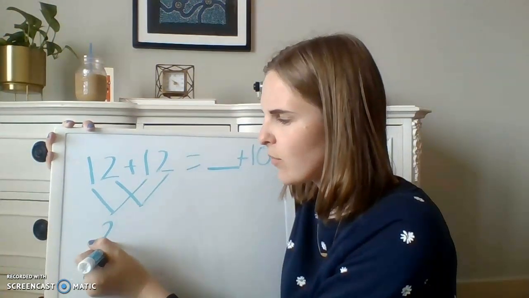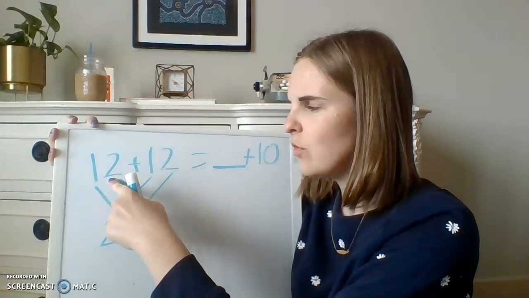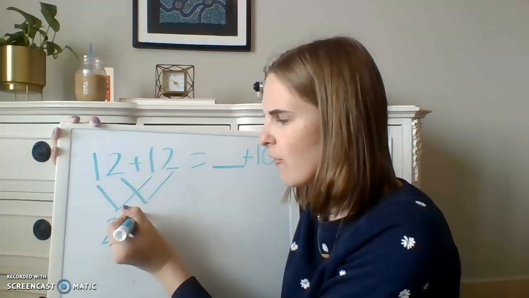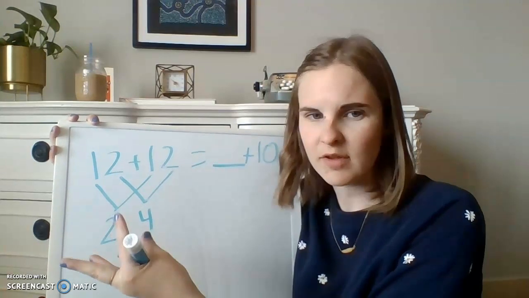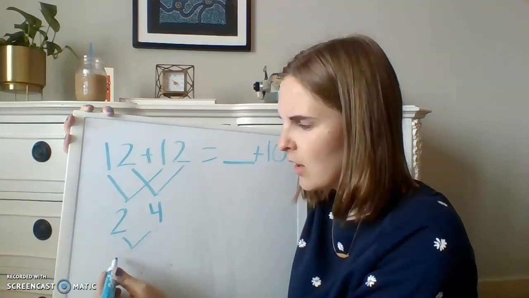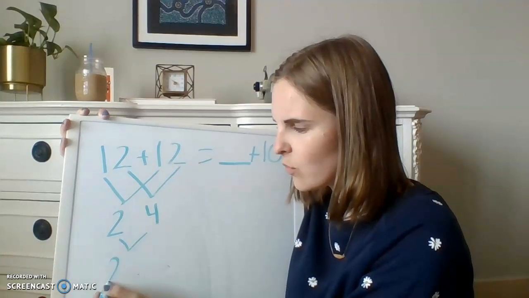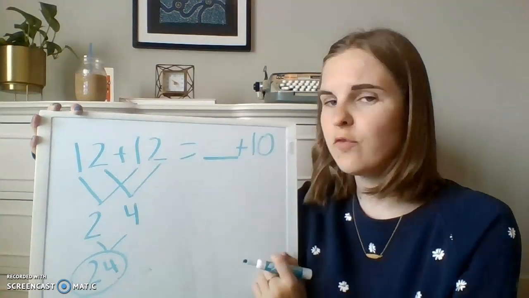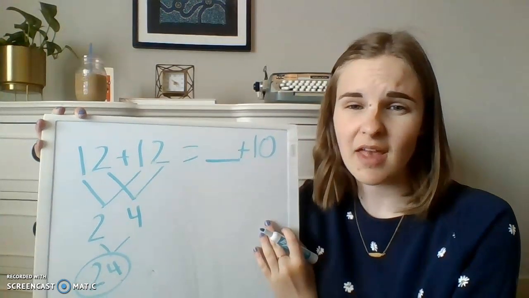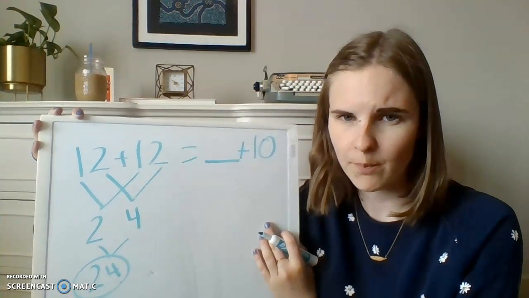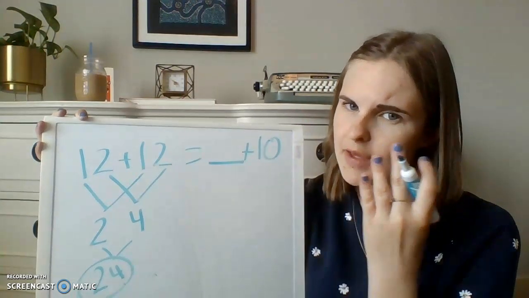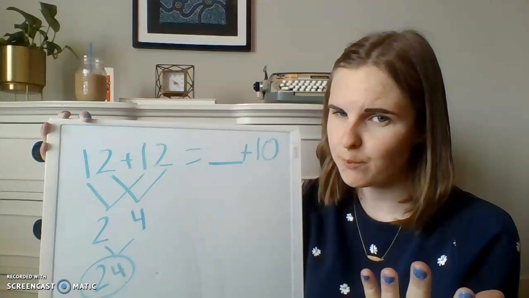2 10s. Yep, so 20. What's 2 1s plus 2 1s? 2 plus 2 is 4. Good. So we decompose those. Let's compose them again. 20 and a 4 is 24. Okay. So this side equals 24. That means over here, this side must equal 24. So we need to decide what is 10 plus something gets us to 24.